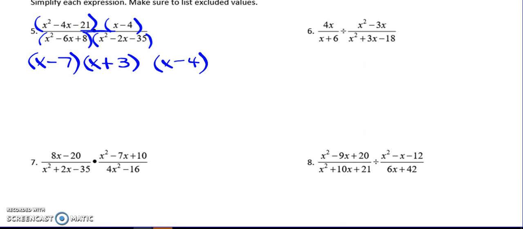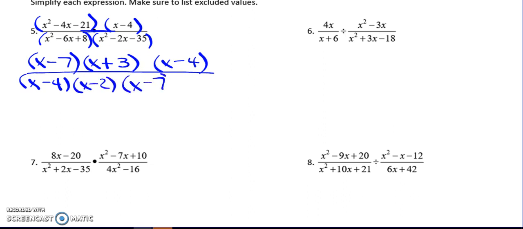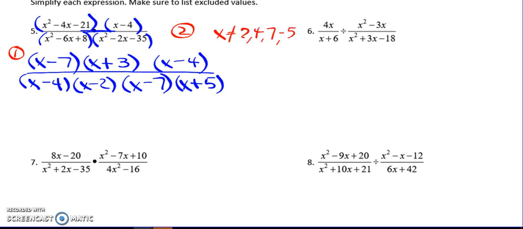Top right's already factored. Okay, so that's step one, factor. Step two, restrict. My restrictions, looking at the denominator, look at the opposite sign of all my factors. I've got positive 4, positive 2, positive 7, and negative 5. So x cannot be equal to 2, 4, 7, or negative 5.